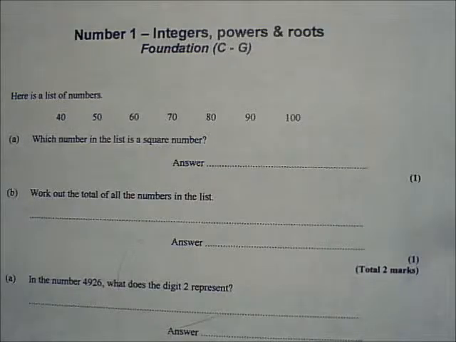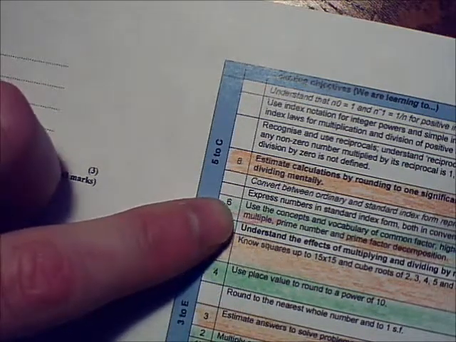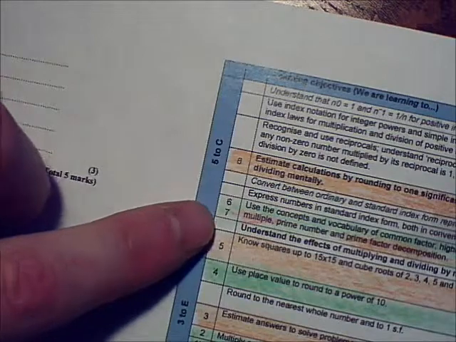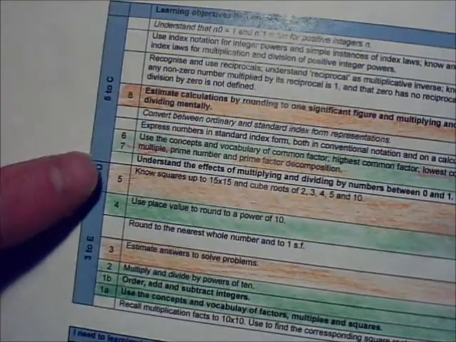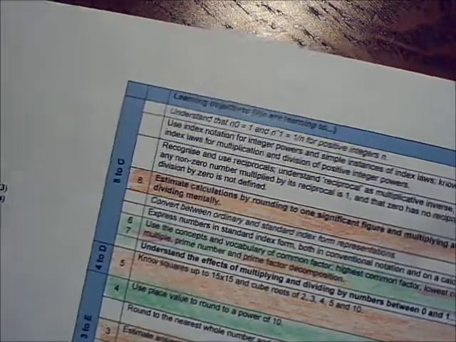So this is the feedback tutorial for number 1, integers, powers and roots. In these tutorials we're just going to focus on 3 key questions from the assessment. The 3 topics we're going to focus on are estimating, knowing square and cube numbers, and finding the lowest common multiple and highest common factors. So 3 broad areas, starting with estimating.